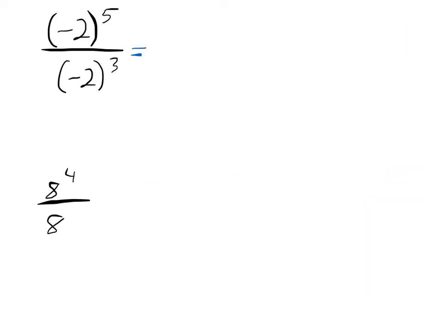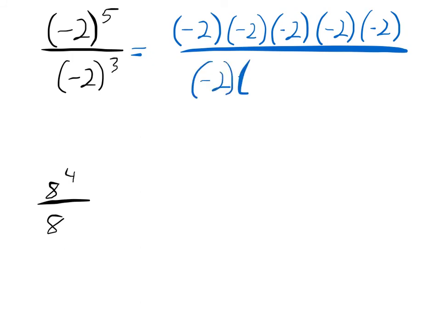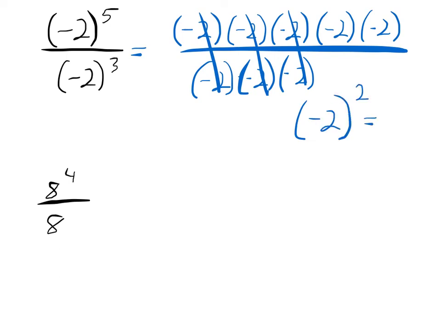We can extend this, same concept. Because the negative 2 is in parentheses, this would be negative 2 times negative 2 times negative 2 times negative 2, over negative 2, negative 2, negative 2. Okay, what happens? Cancels. What's left is negative 2. There are 2 of them, so to the 2nd power. When you do that on your calculator, you will end up with a positive 4.